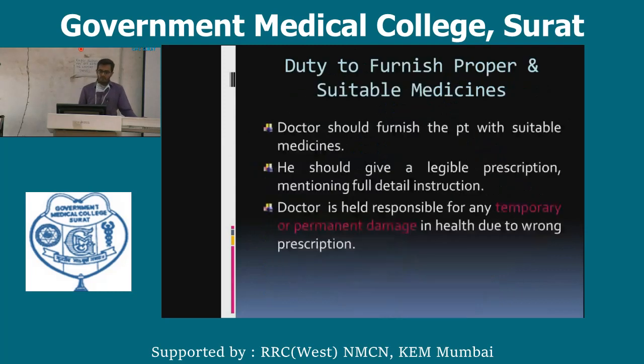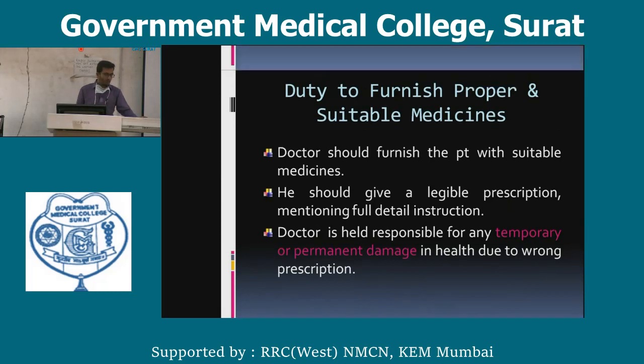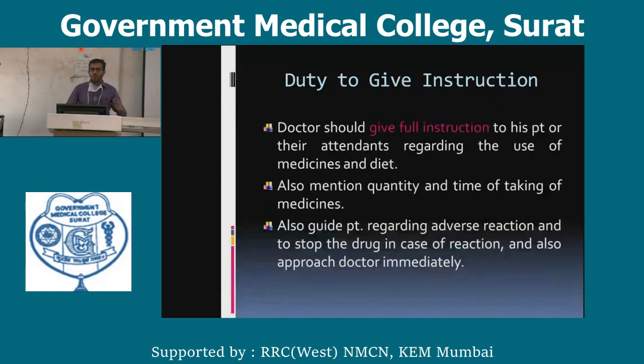Duty to furnish proper and suitable medicine. The doctor should furnish the patient with suitable medicine. A legible prescription is necessary. The doctor is held responsible for any temporary or permanent damage to health due to a wrong prescription. Duty to give full instructions: what the dose is and what time the patient has to take it. Also, we have to advise the patient regarding the adverse effects of the drug. Every doctor must give all information regarding the treatment: mention the quantity and time of taking the medicine, guide the patient regarding adverse reactions, to stop the drug in case of reaction, and to approach the doctor immediately.